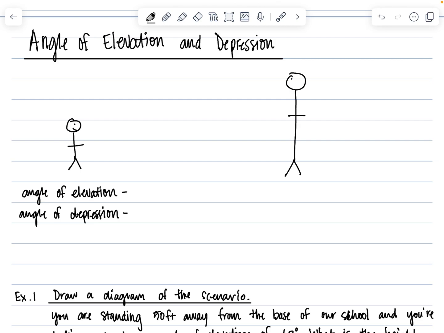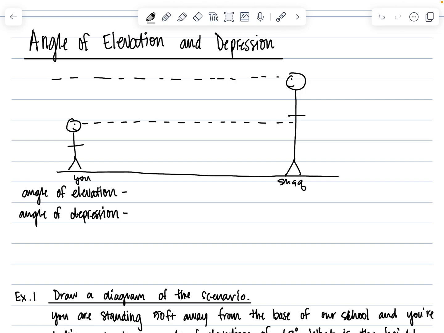So let's say this is you, this is the ground, this is you, and this is Shaq. When we're talking about angle of elevation and depression, we actually have to first start with a line of sight. Your normal line of sight goes straight. So we make a dotted line to create what we call a horizon, a horizontal line. Horizontal lines, we should know, go from left to right. Shaq has his own line of sight, and it goes way over your head.